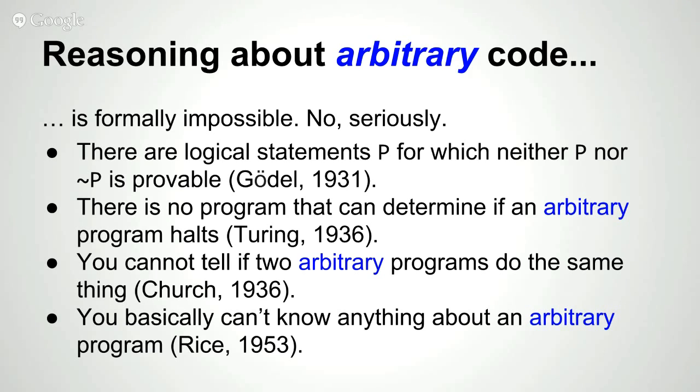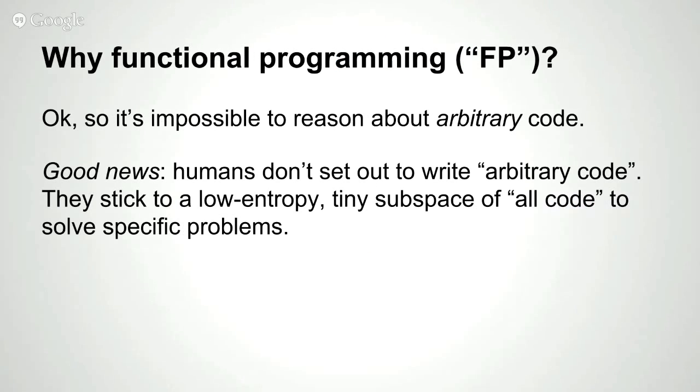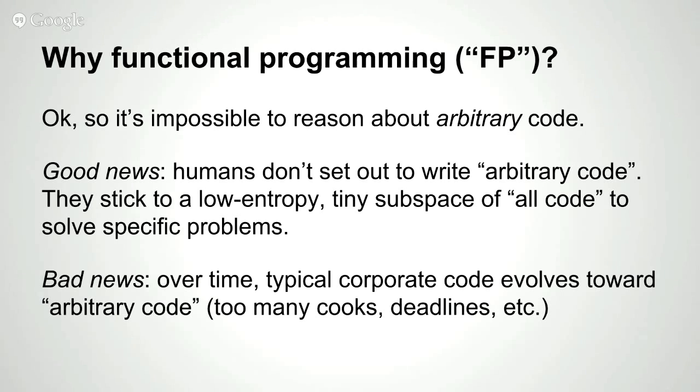And with functional programming and strong typing, what we're trying to do is make our code a little bit less arbitrary. Because humans don't set out to write arbitrary code. We don't want to generate a random working assembly program and see what happens. We have a problem we want to solve, and we stick to this low entropy subspace of all the code that's out there. The bad news is that corporate code usually falls to pieces over the years.